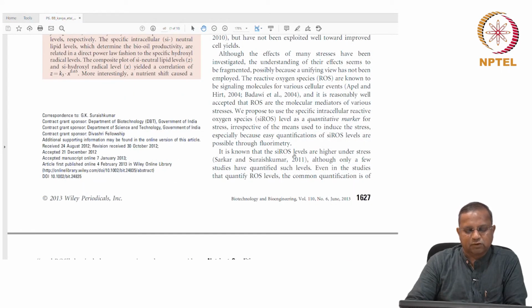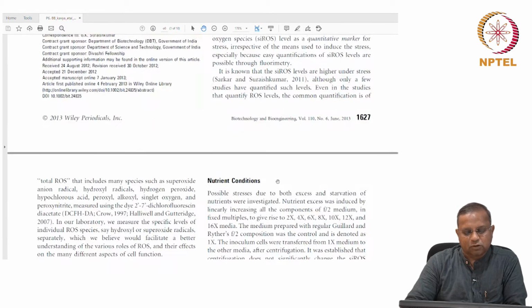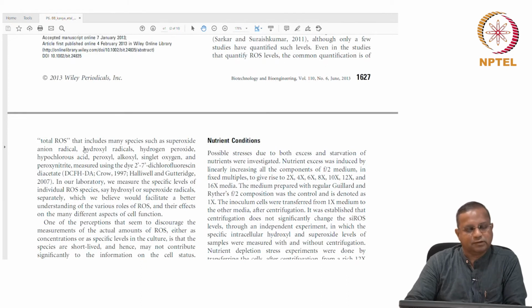It is known that SIROS levels are higher under stress, although only a few studies have quantified such levels. Our lab is one of the few labs that quantifies it. Even in the studies that quantify ROS levels, the common quantification is of total ROS that includes many species such as superoxide anion radical, hydroxyl radicals, hydrogen peroxide, hypochlorous acid, peroxyl, alkoxyl, singlet oxygen, and peroxynitrite. And all these are measured by something called DCFDA. Okay, it measures some mix of these species.